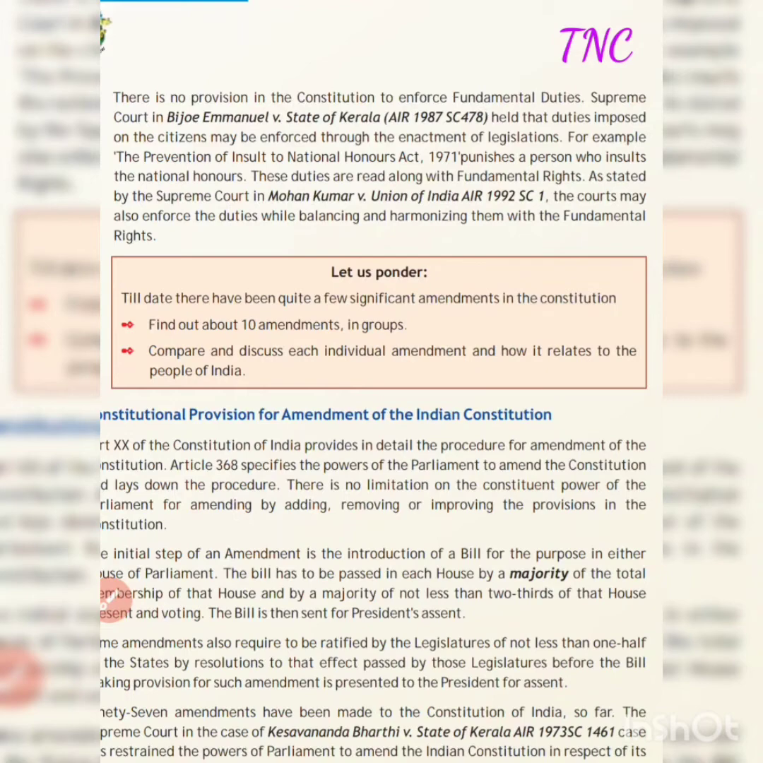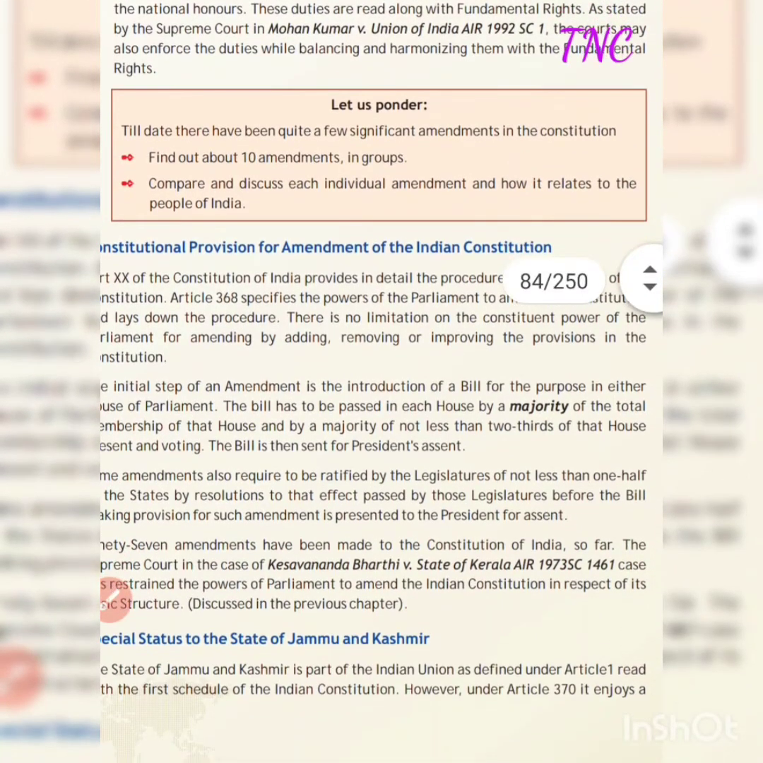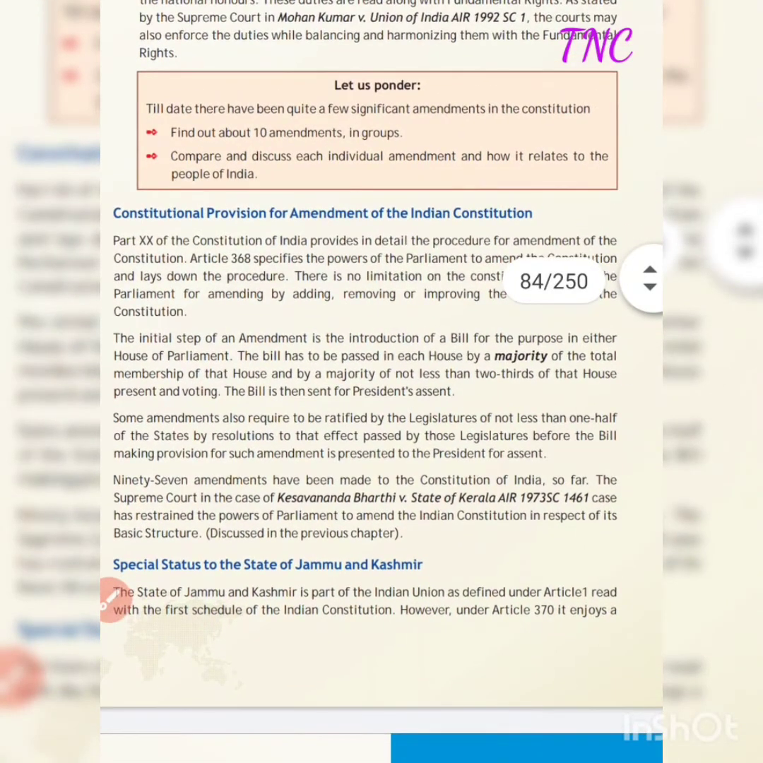These duties are read along with fundamental rights as stated by the Supreme Court in Mohan Kumar vs Union of India. Courts may also enforce duties while balancing and harmonizing them with fundamental rights. So they are read with fundamental rights, तो उन fundamental rights को enforce करने के साथ साथ अगर fundamental duties को balance या harmonize करने की ज़रूरत हुई तो वो duties भी enforce कर सकते हैं wherever the case may seem fit.